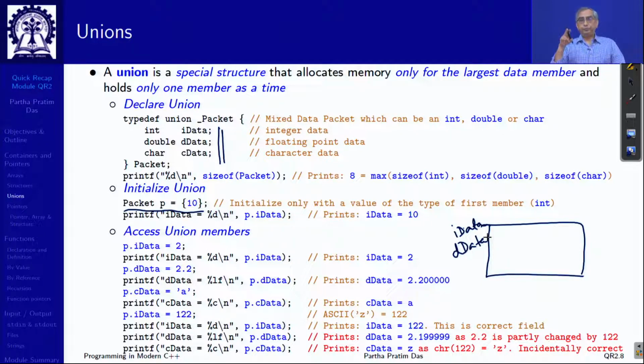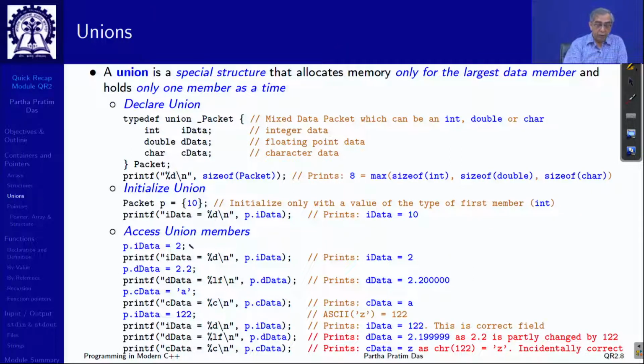So, it is up to the programmer to remember what kind of data she has kept. If you keep one kind of data and try to use it for a different kind, then you may have unexpected results. In the code below, I have just tried to show that if you put an integer in I data and use that field, it is fine. Put in D data, using D data is fine. Put in C data, using C data is fine. But let us say you put 122 in I data and you are using I data, this is fine. But suppose you put 122 and in D data you are accessing something else. Very interesting, right? You get some 2.199 something.